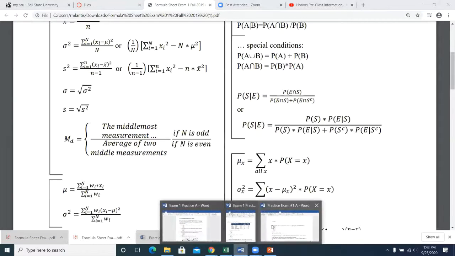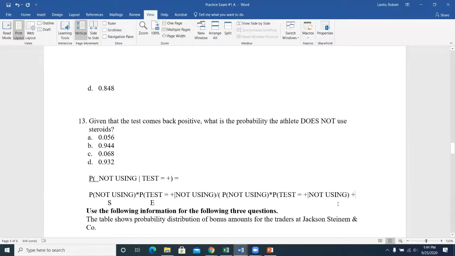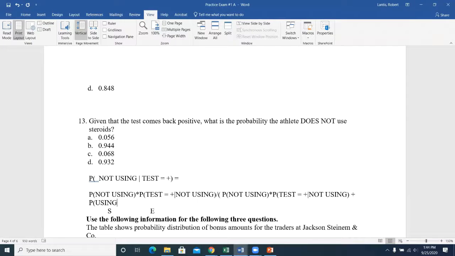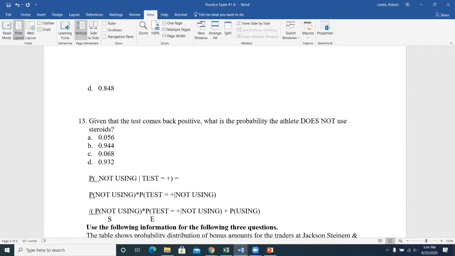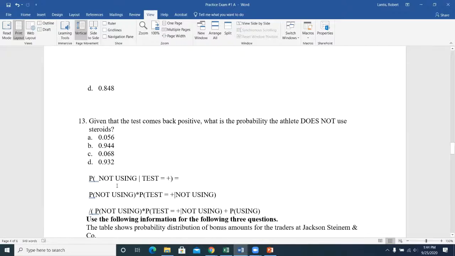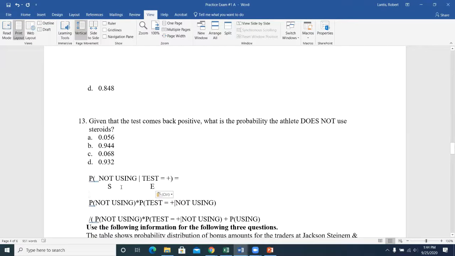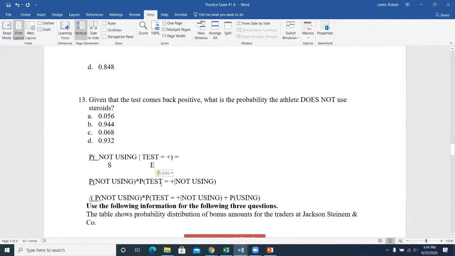So in my example, my S complement, well, if S is that I'm not using, S complement would be that I am using. I'm going to hit enter here so this hopefully looks a little bit nicer. And this should be up here. So here's my S, here's my E, right? Here's my numerator.